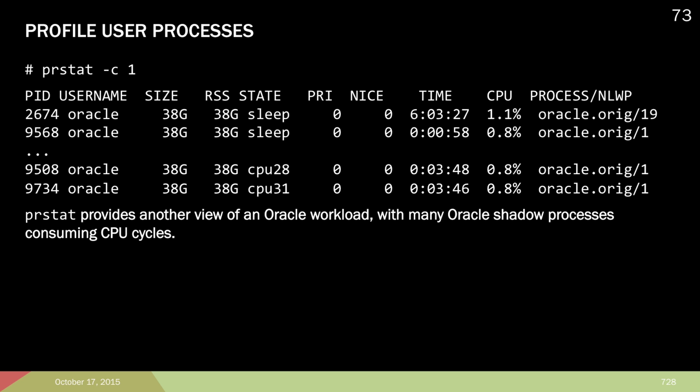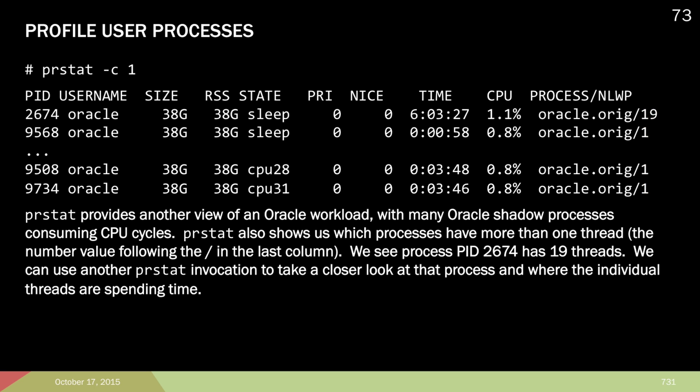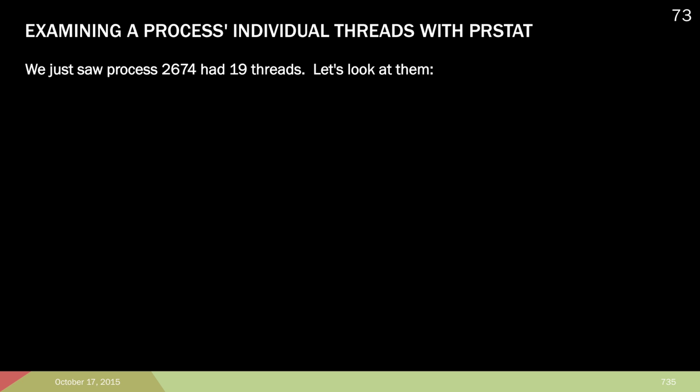prstat provides another view of an Oracle workload, and prstat shows us which processes have more than one thread: the number value following the slash in the last column. We see process 2674 has 19 threads. We can use prstat to look closer. We just saw process 2674 has 19 threads.